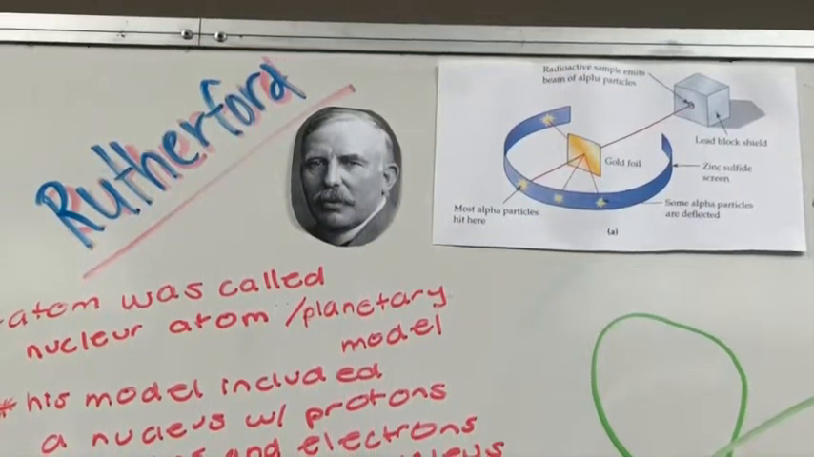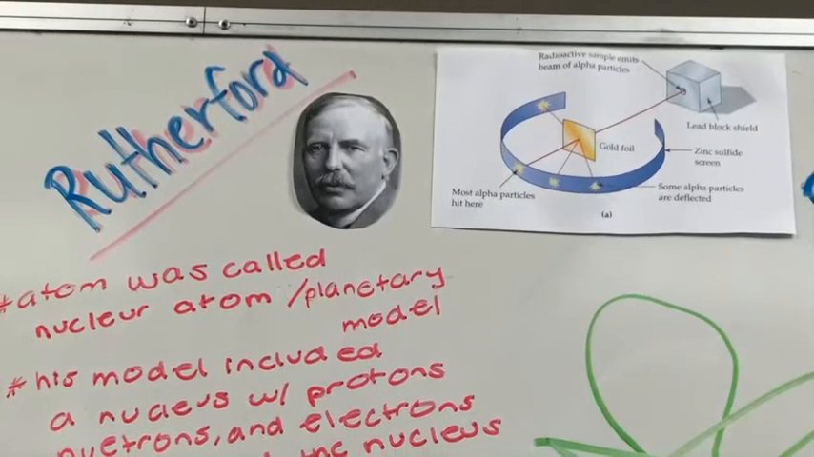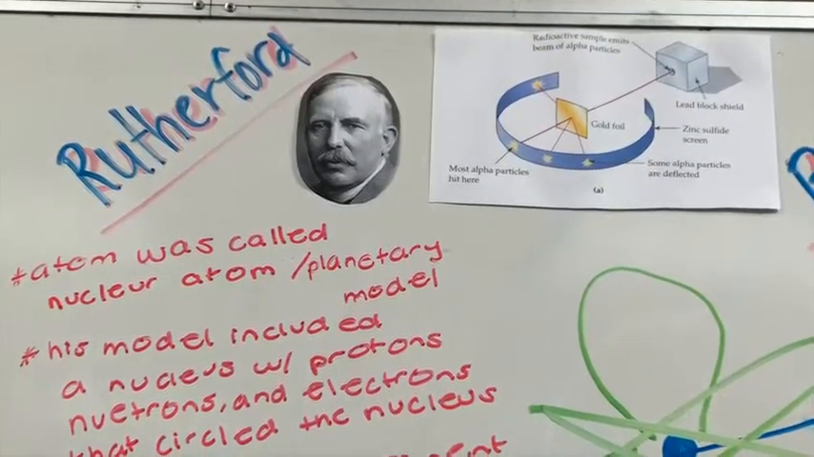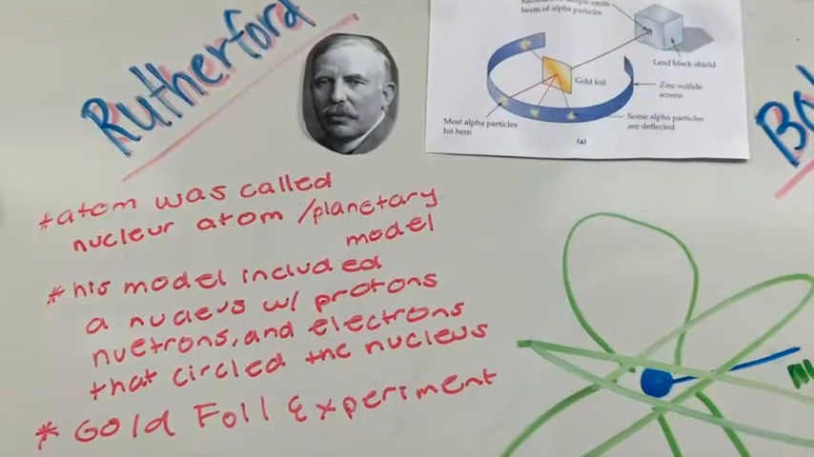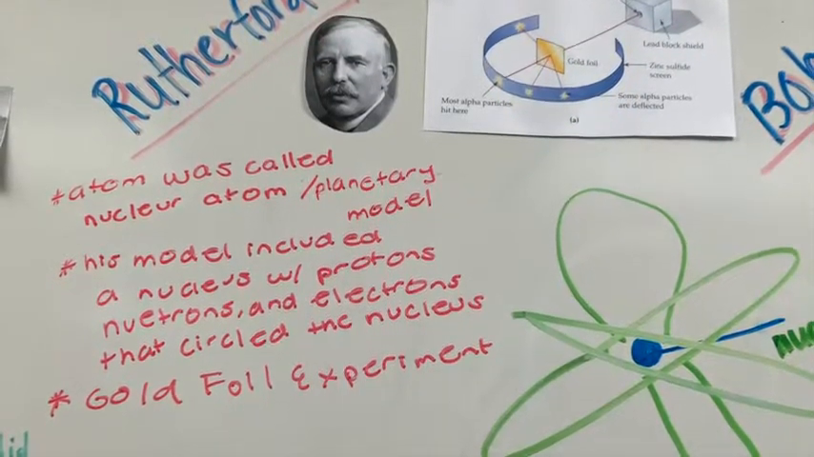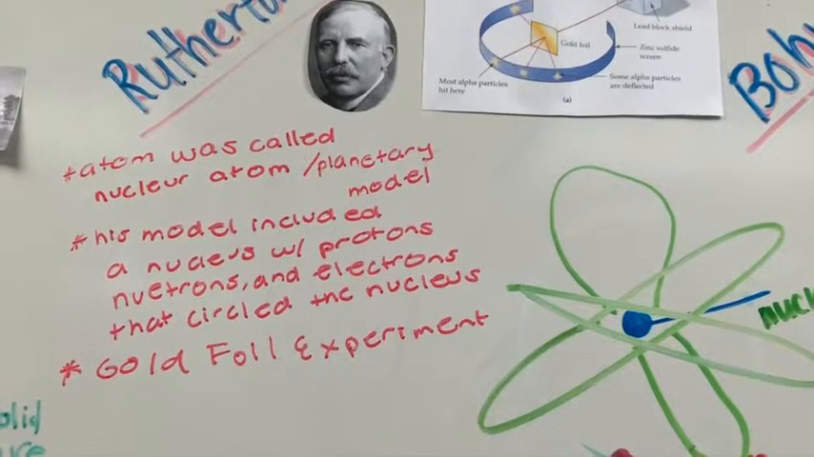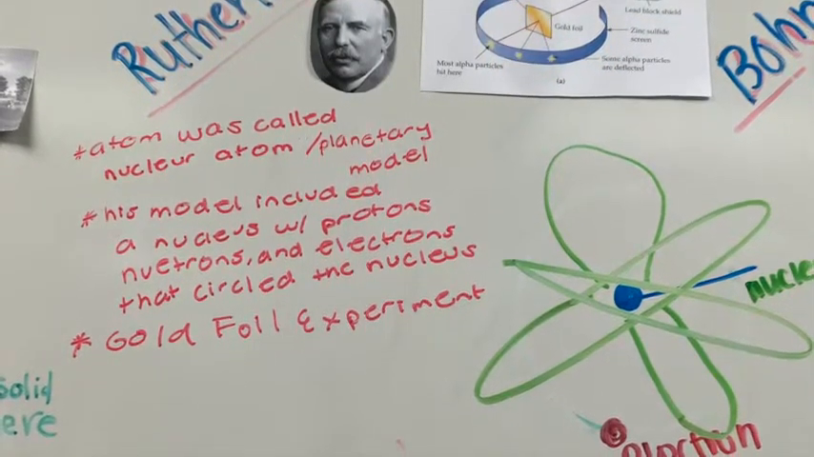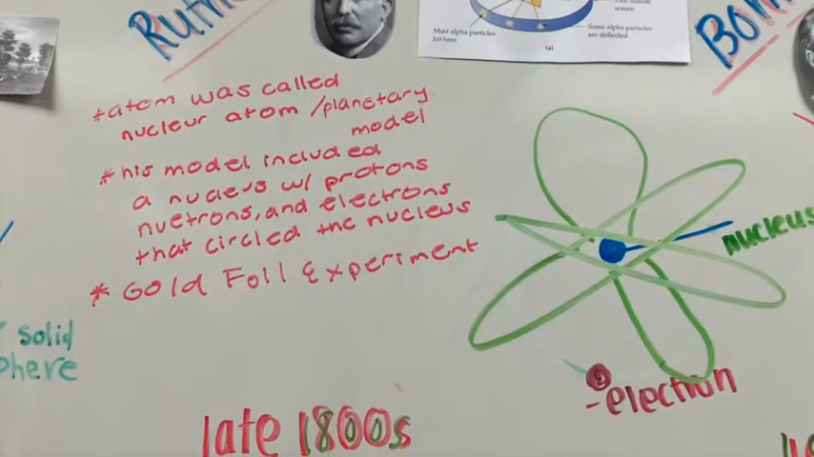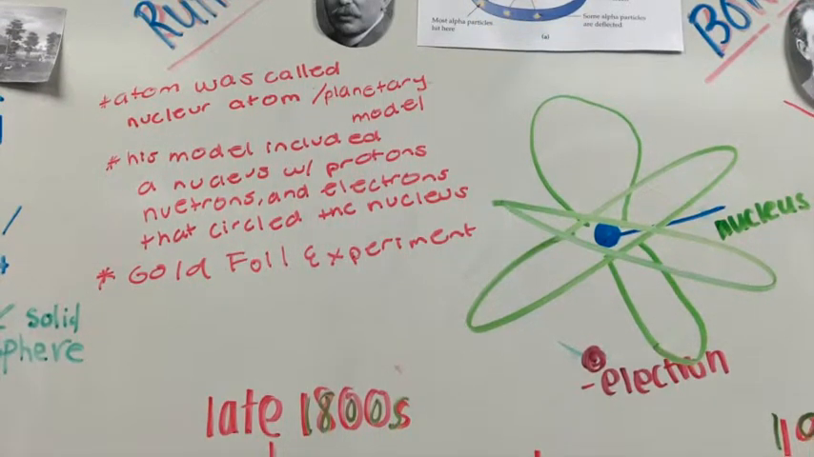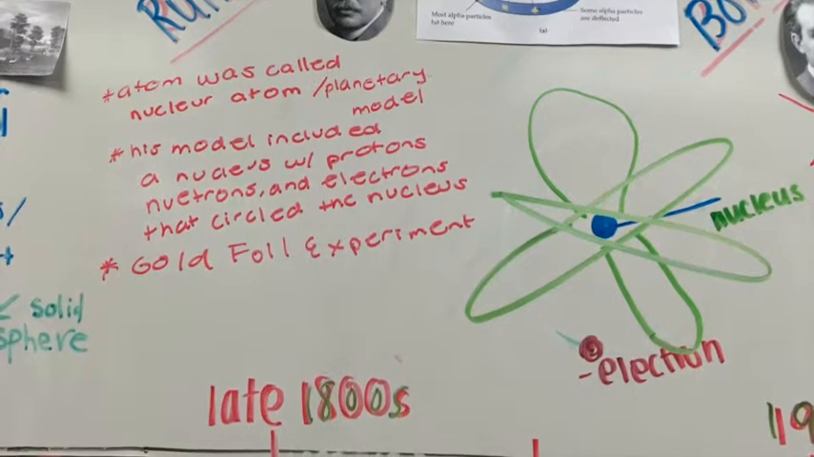In the late 1800s and early 1900s, a New Zealand scientist, Rutherford, impacted the history of an atom model. Rutherford was known as the father of nuclear physics. Rutherford was part of an atomic theory as well as a handful of other scientists. His atom was called nuclear atom, planetary model of the atom. His model included an atom having a nucleus with protons and neutrons and electrons circling the nucleus like planets orbit the sun. Rutherford used a gold foil experiment to further understand the atomic theory.